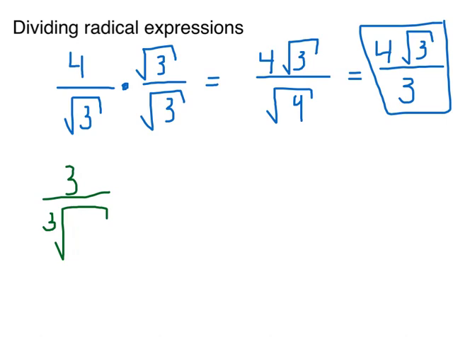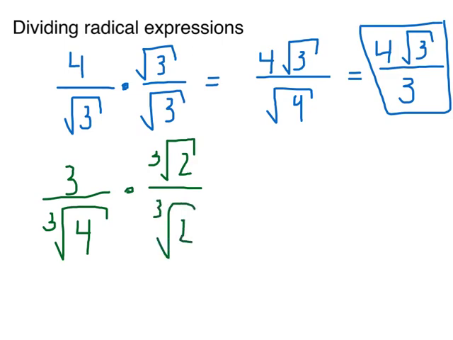No, sorry, 8 is a cube root, so let's go the cube root of 4. That's better. 4 is not a perfect cube, but I need to think about what I can multiply 4 by so that it is. In this case, if I multiply the top and bottom by the cube root of 2, 4 times 2 is 8, and 8 is a perfect cube. So we'll put a cube root of 2 times the cube root of 2.